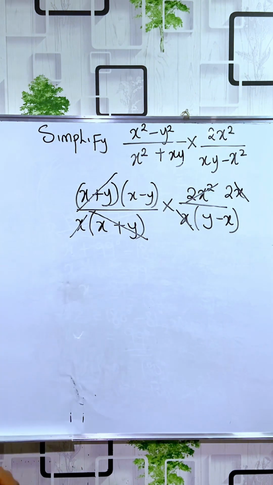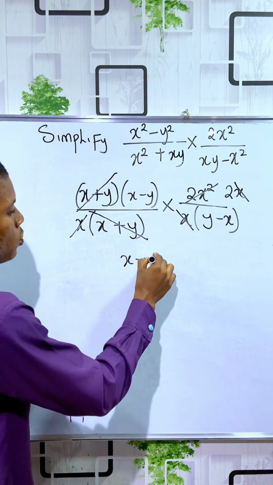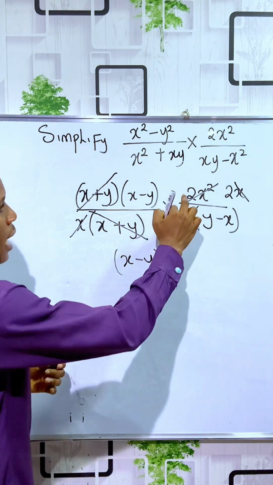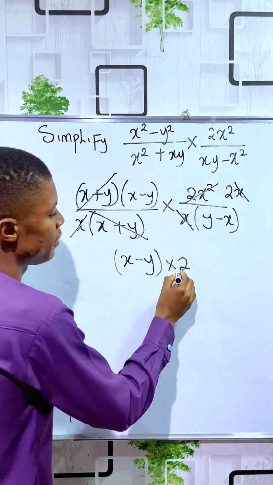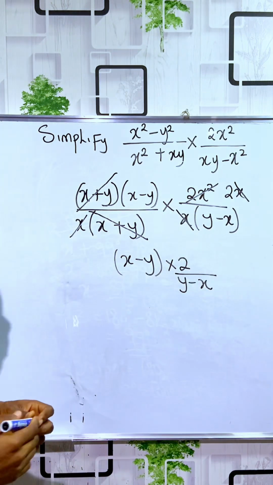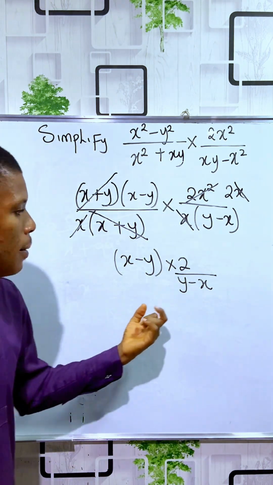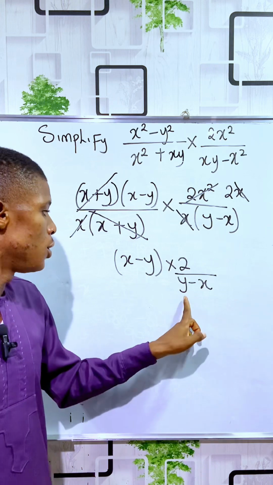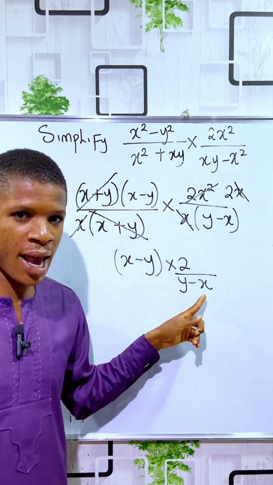What do we have left now? We have x minus y. I have x minus y. Then I have 2 times 2, then divided by y minus x. So what will I do to simplify this? By mere observation, you can see that this is x minus y and this is y minus x.